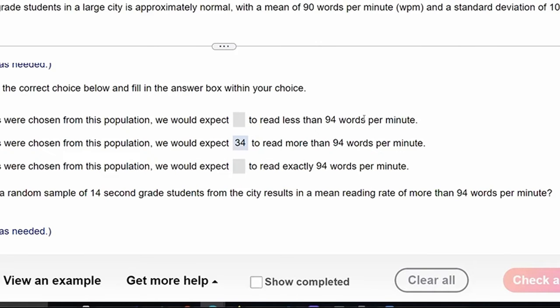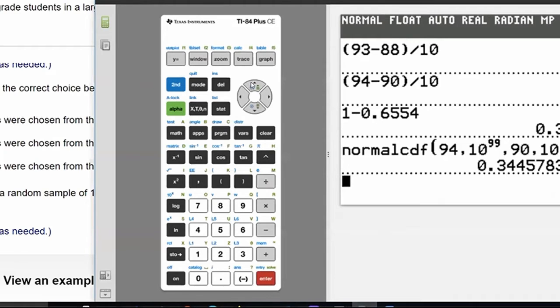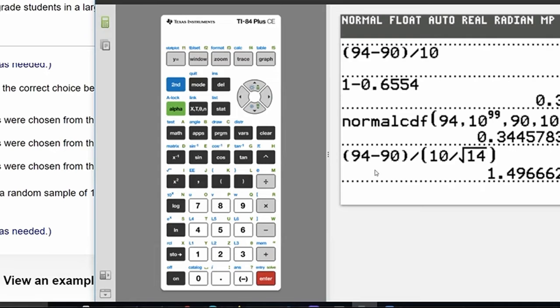Now, if we take a random sample of 14 of these second grade students? Well, we would calculate the z-score differently. We found that the mean of the sampling distribution of X bar is the same as that of the population, but the standard deviation compared to the standard deviation of the population, we'd have to divide by the square root of n. You want parentheses around the subtraction in the numerator and around that mini fraction in the denominator. So now we're looking at rounded 1.50.